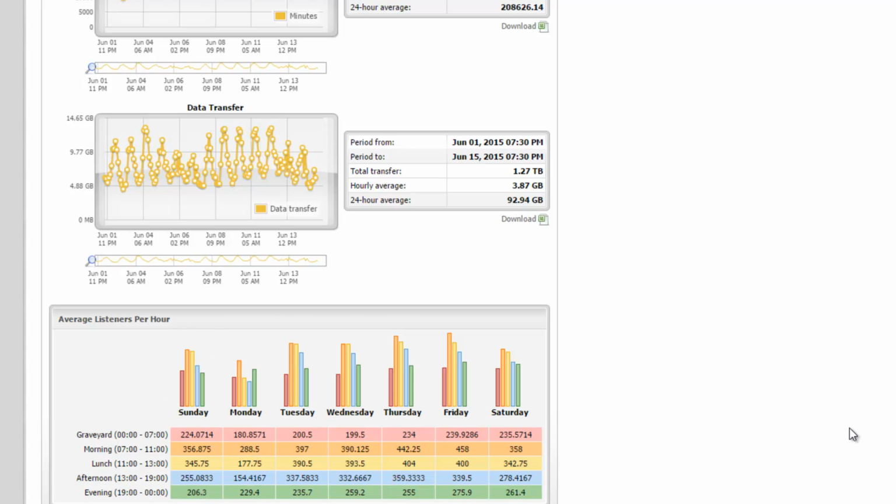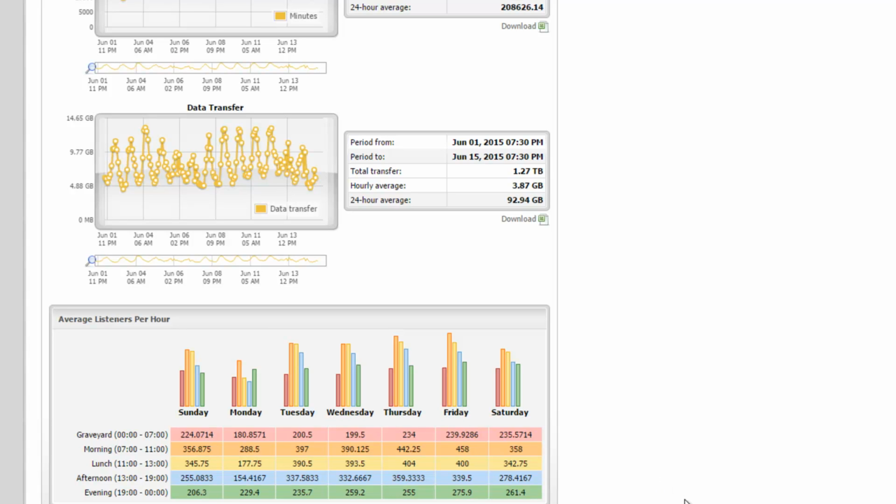Right here is where a lot of people find helpful information. Again, this is adjusted for your time zone when you set it up. You can pick your time zone so you get this information properly. It gives you a good idea of average listeners per hour in a specific time period. So the graveyard, obviously 0 to 7 a.m., the average listeners over that for this 14-day period, so for the 2 weeks, you can kind of see that Thursday mornings are going to be pretty high listenership. And then again, Fridays in the morning, pretty good listenership as well.